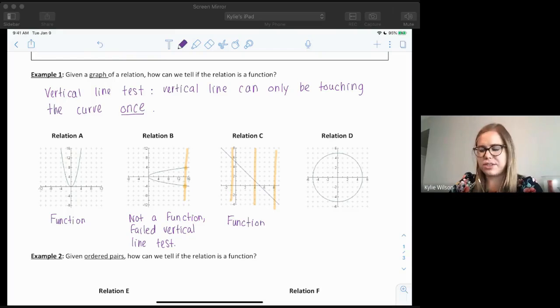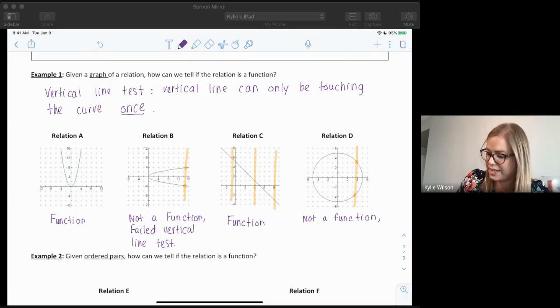Next, we have relation D. So same idea. I'm going to draw a vertical line. And already with my first vertical line, I notice that it's touching 2 times. So that's enough for me to say, not a function. And if you're going to say it's not a function, you need to say your why. So I would say it's because it failed the vertical line test.